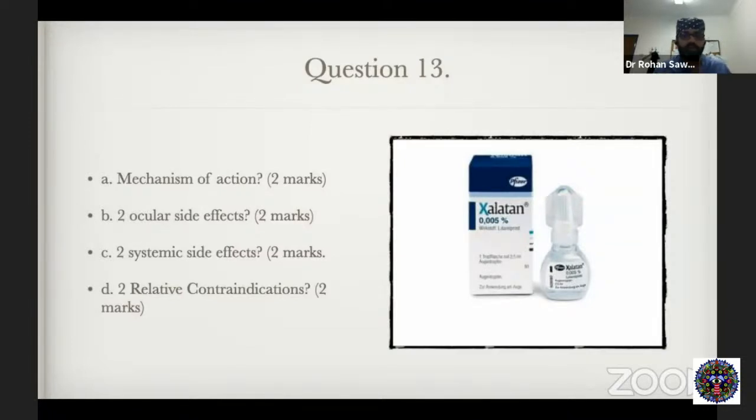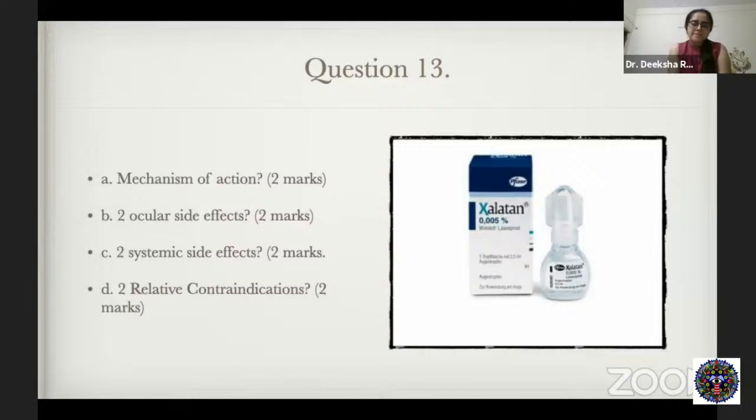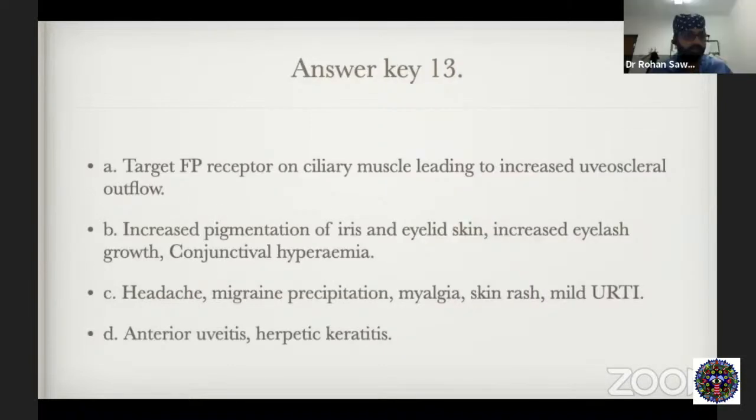Two relative contraindications where you would not use Xalatan: herpes keratitis and uveitis. Excellent. So that's the answer key. Correctly mentioned: increased uveoscleral outflow, increased pigmentation of the iris and eyelid skin, eyelash growth, and it commonly causes conjunctival hyperemia as well. And then the systemic ones.